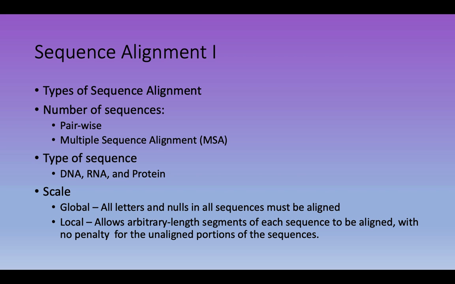And then there's the scale, right? We can either have a global alignment where we have to align all the letters and nulls in all the sequences, from end to end, or we can have local alignment, which allows for an arbitrary length segment of each sequence to be aligned. In other words, we're aligning just a segment, a portion, a locally important piece of the sequence, not the entire thing. And there's no penalty associated with the stuff that we're not aligning.